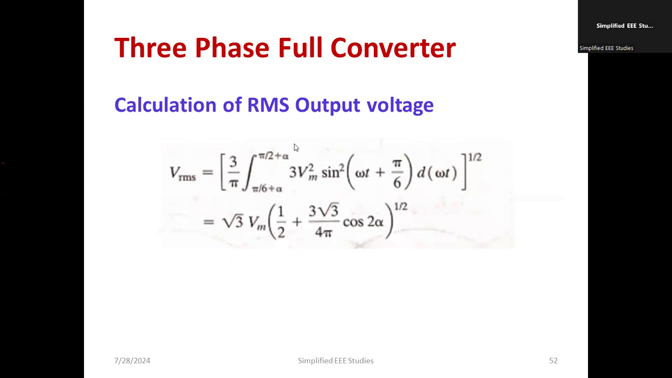If you want, you can calculate the RMS output voltage using the formula. Whenever you are taking the RMS output voltage, it should be a square root. That is what I put, half means square root. 3 by pi times the integral from pi by 6 plus alpha to pi by 2 plus alpha of 3 Vm square sin square(omega t plus pi by 6) d omega t. Sin square theta means (1 minus cos 2 theta) divided by 2. That formula you can use, then do the integration. Finally, you are able to get root 3 Vm times the square root of (1/2 plus 3 root 3 by 4 pi cos 2 alpha). Kindly verify once again. You can practice normally. Okay, so this is the answer you get for the RMS output voltage.